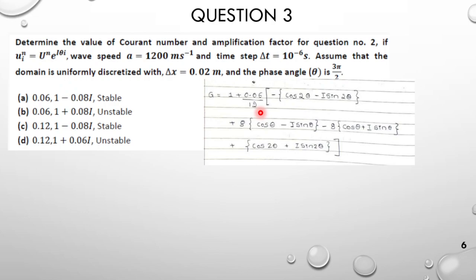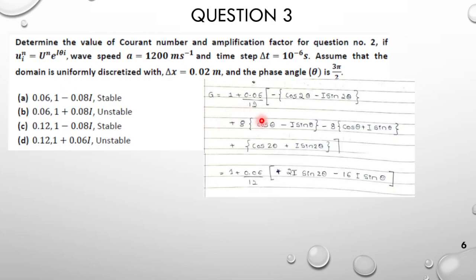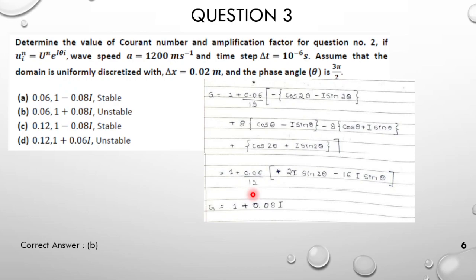I hope you can understand that. So what will finally happen is you will get 1 minus 0.08 I, instead of plus 0.08 I. In this particular case, whether A is greater than 0 or A is less than 0, the scheme will become unstable because the magnitude of G will become greater than 1, since it will be the root of 1 squared plus 0.08 squared.